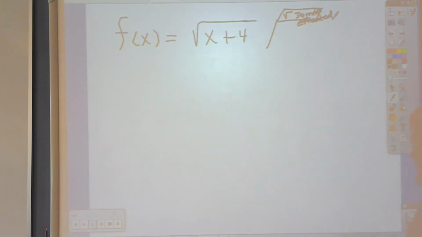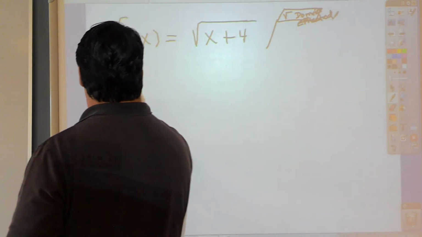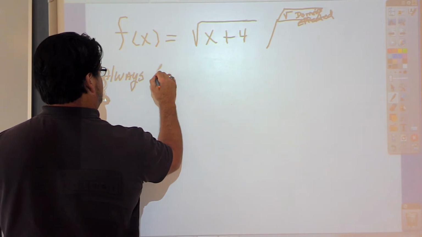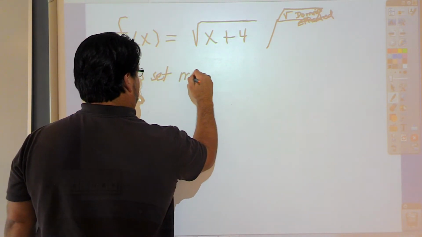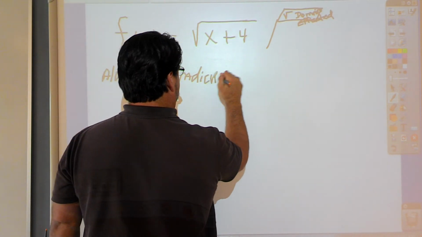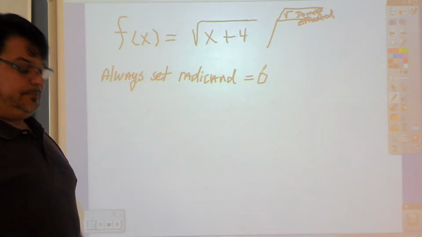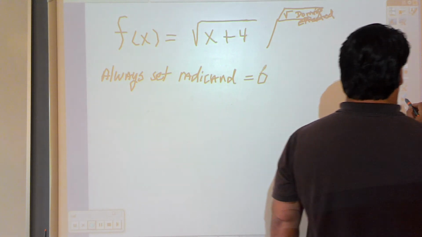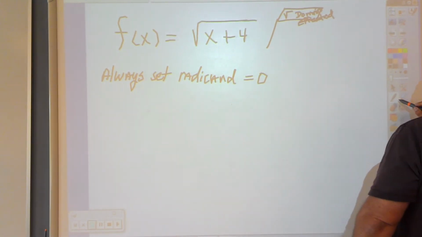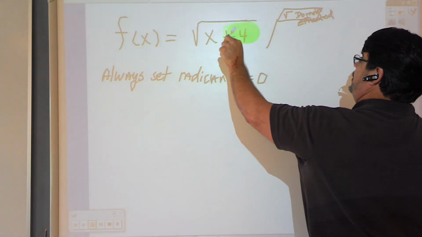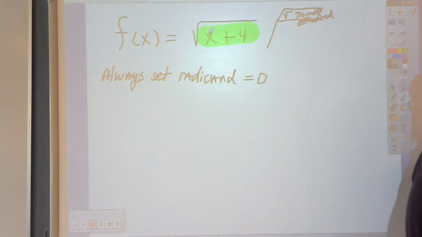Always set the radicand equal to 0. Now what's the radicand? Well, the radicand is what's under the what? The radical. So you need to write that down. Now later on it's going to be called a discriminant, but it's all dependent on the context.